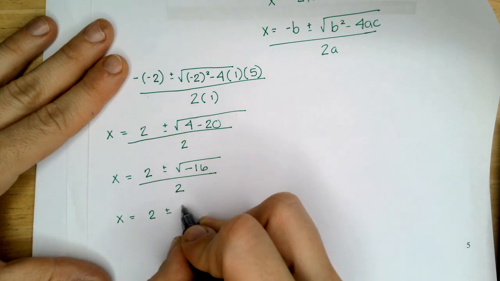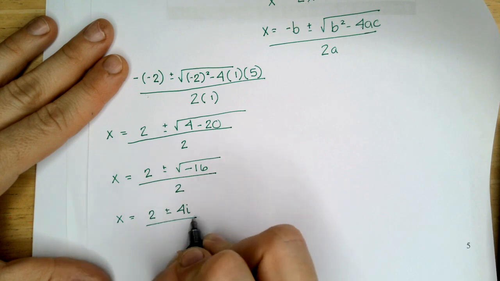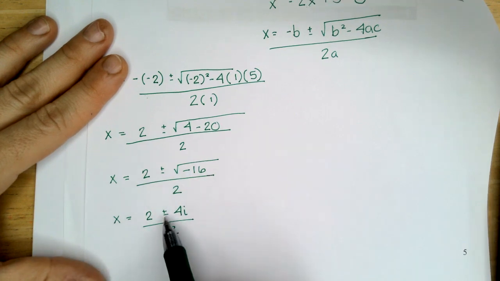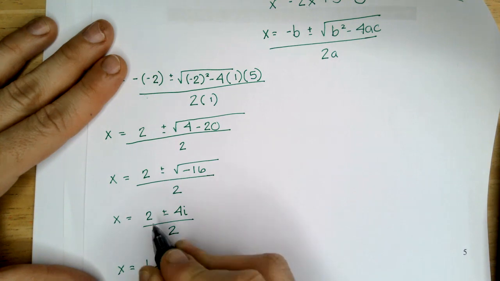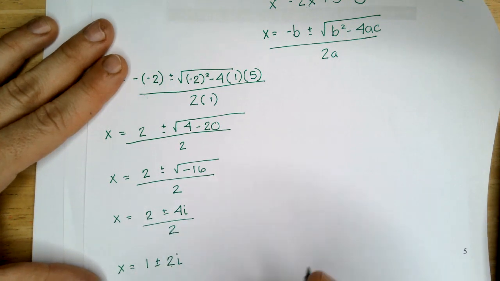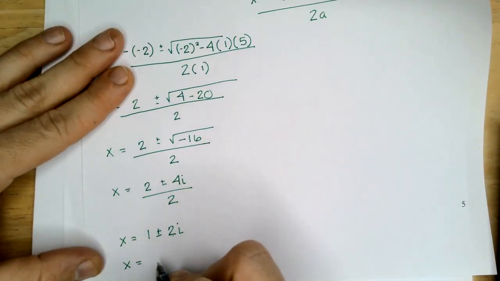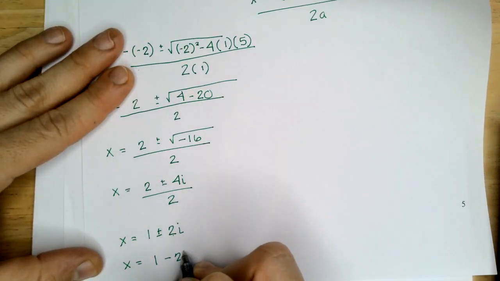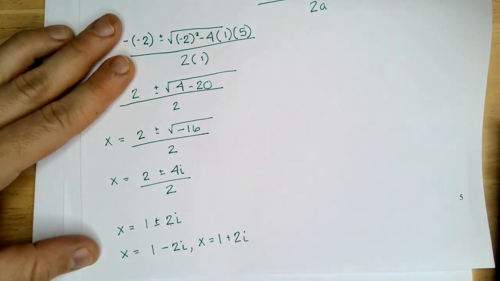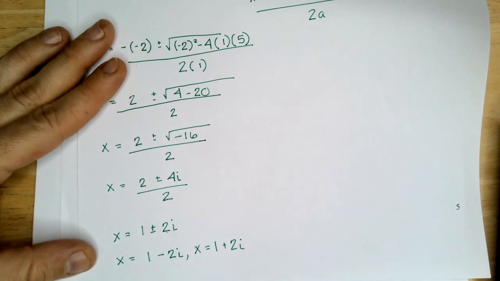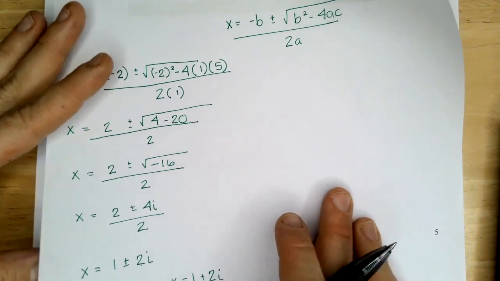The square root of negative 16 is 4i. Here, you can reduce: 2 divided by 2 is 1, 4 divided by 2 is 2. So I'm going to say x is 1 plus or minus 2i. So our final answer is x is 1 minus 2i, and x is 1 plus 2i. So things that we formerly could not finish solving, we can now finish solving through imaginary numbers and complex solutions.